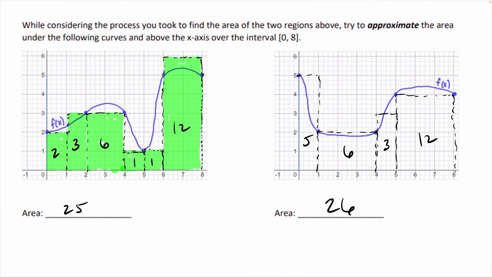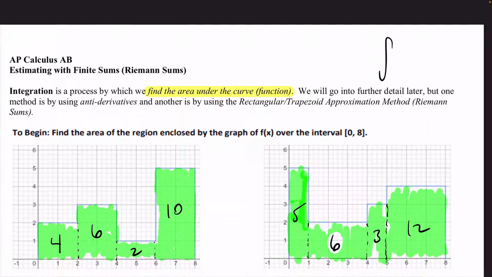So when we approximate, at the top of the page, it says estimating with finite sums. Estimation is approximating, so this method is an approximation. It's not going to give you an exact answer. Finite means actual numbers, so not decimals, right?